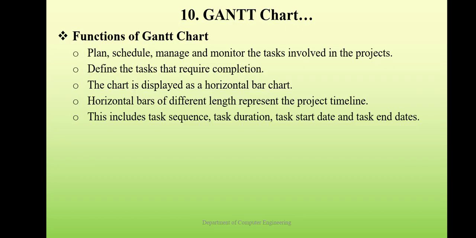Next is the function of Gantt chart. The Gantt chart plans the project, schedule the project, manage the project, monitor all the tasks which are present in the project. Next is define the task that require completion. The chart is displayed as a horizontal bar chart as you have seen in earlier slide. Next is horizontal bars of different lengths represents the project timeline. Yes, this includes the task sequence, task duration, task start date and task end dates.